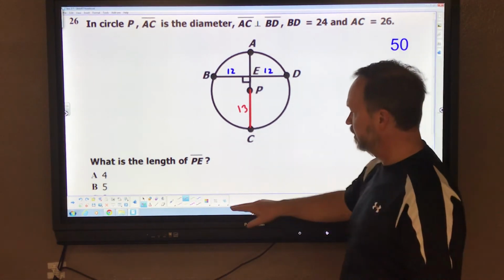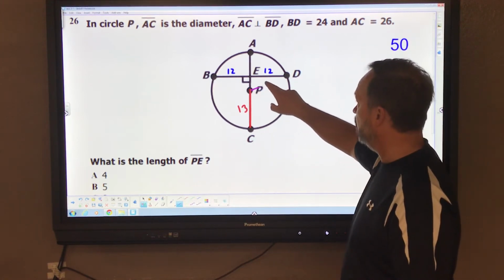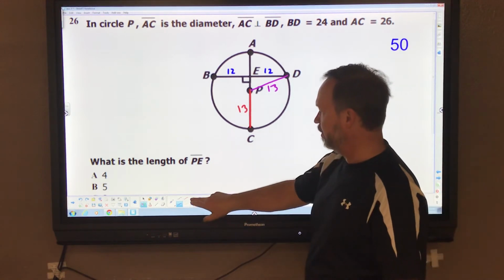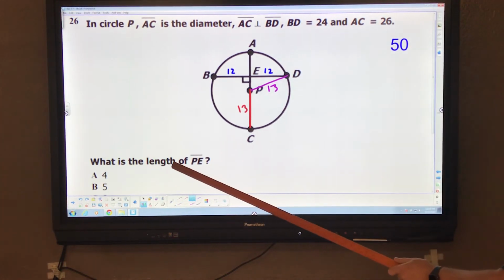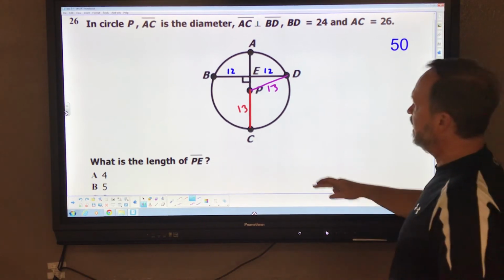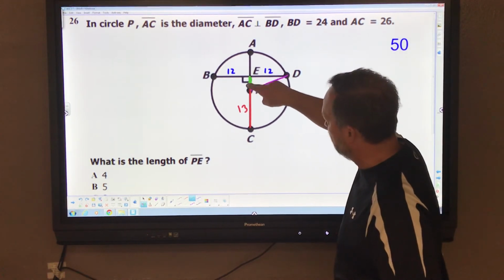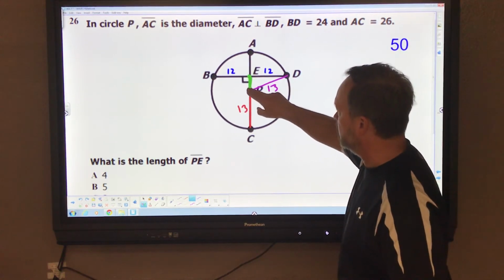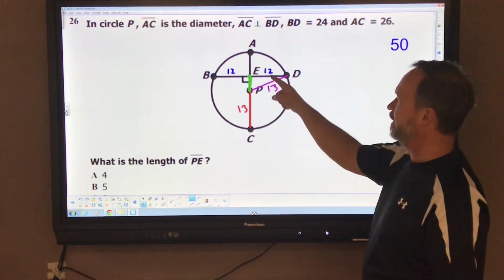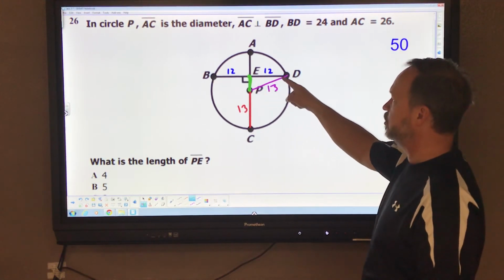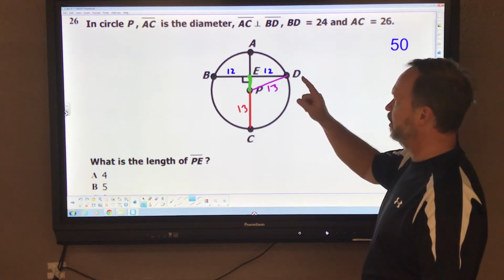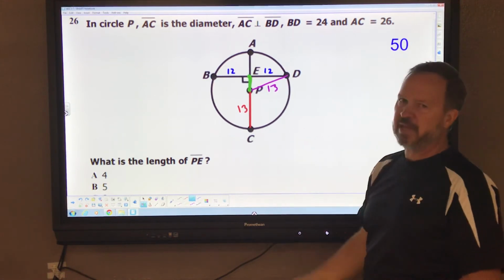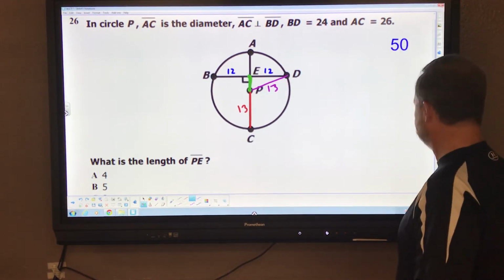Now I'm going to use that piece of information and I'm going to draw in another radius right here and label it 13. Now why did I do that? Well, I'm out in front. I realize that. I should have done this first. What is the length of PE? PE is this little piece right here. That's what they want to know. How far is it from this point of intersection of the chord and the radius to the center? Well, what I did here with drawing this radius is I created a right triangle, where I know one leg and the hypotenuse, looking for the other leg. So that's Pythagorean theorem, and ta-da.